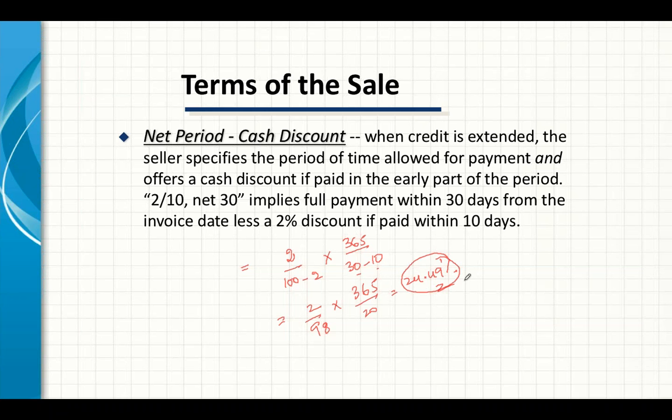This is per annum. So the formula will be simple: discount rate divided by 100 minus discount rate, multiplied by 360 or 365, please. This is subject to the question. If the question is silent about number of days in a year, take 365 days, divided by net period minus discount period. This will give you cost of not taking the discount. If you want it in percentage, you can multiply with 100.